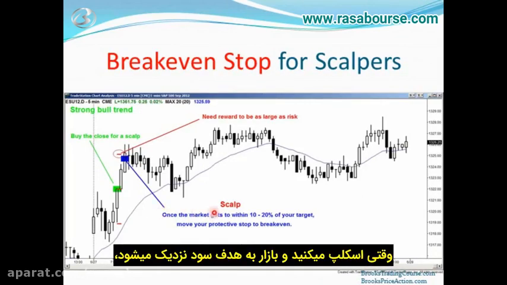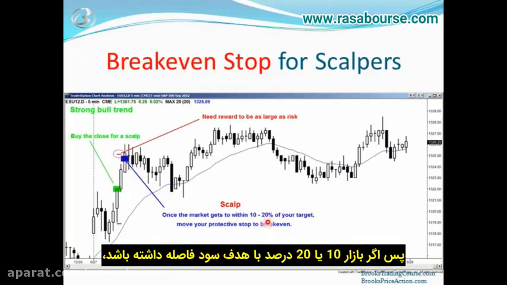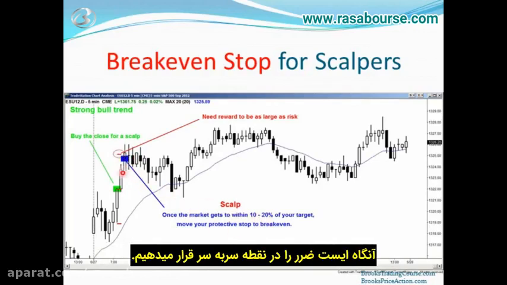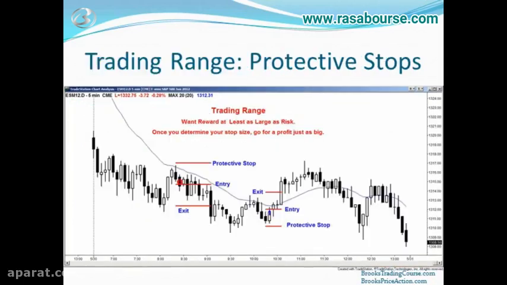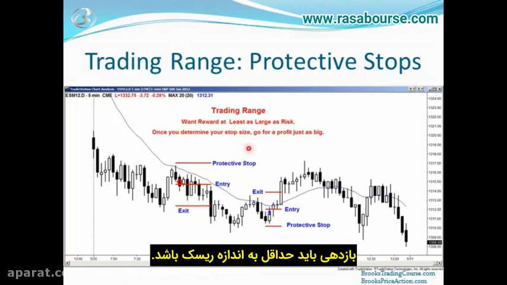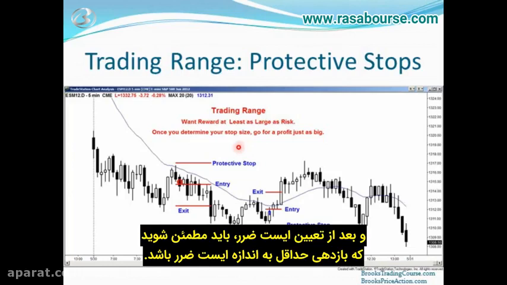Okay, once the market gets close to your goal, if you're scalping, you want to move your stop to breakeven. So if it gets to within 10 or 20% of your target, you'd move your stop to breakeven. Okay, you want the reward at least as big as your risk, and once you determine your stop, you make sure to go for a reward equal to your stop.